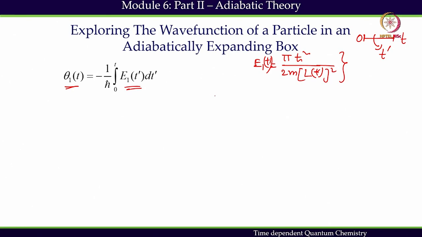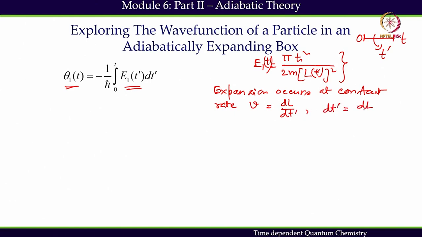Then we will assume that the expansion occurs at a constant rate v, that is dL/dt is constant. If dL/dt dash is constant, then one can write dt dash equals dL by v. And what is L here? L is the instantaneous length. L has changed from L1 to L2, and any instantaneous length in between is going to be L.